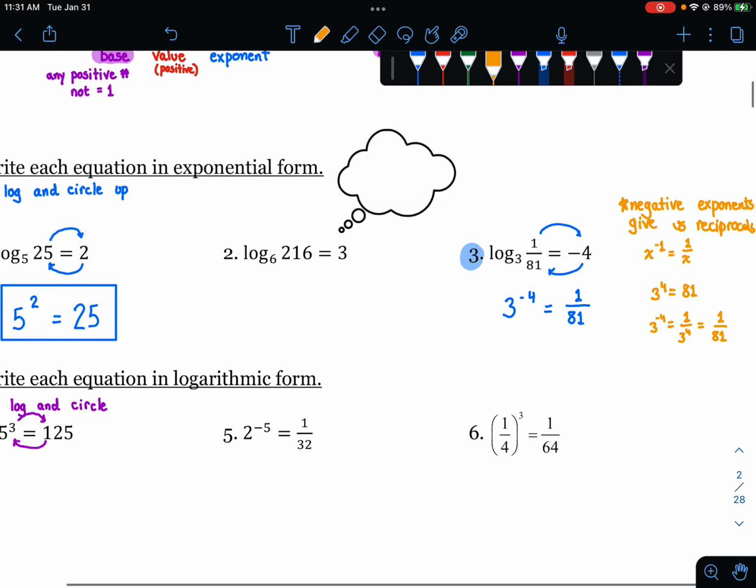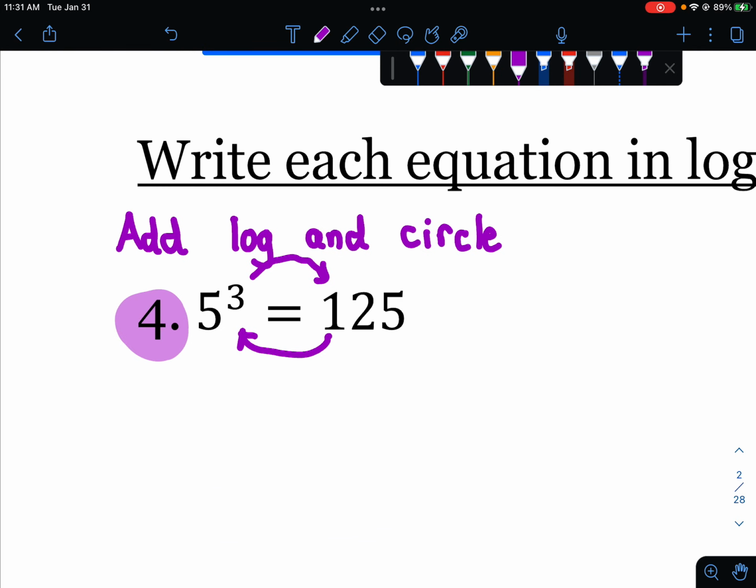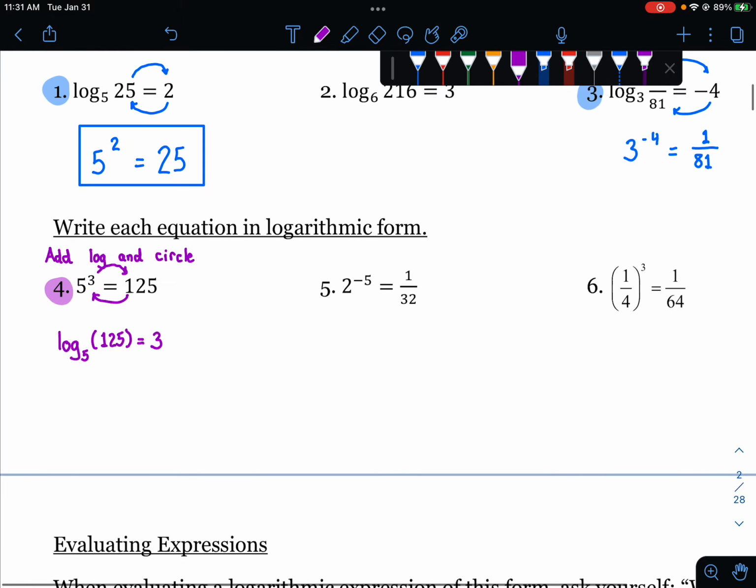Now to go back the other direction, we're still going to circle up, but when we're exponential and we're going to log, we have to add the word log. The base stays put. I like to exaggerate the tail on the g, so my 5 is definitely down there. The other thing I'll do is sometimes I'll put the value in parentheses just so I know that that 5 and that 125 are separate. And then that is equal to the exponent, which is 3. So the log, the 125, and the 3 are all kind of on the same level, and the 5 is like a subscript. So you could try 5 and 6 on your own, just circle those up and write them as a logarithmic expression.